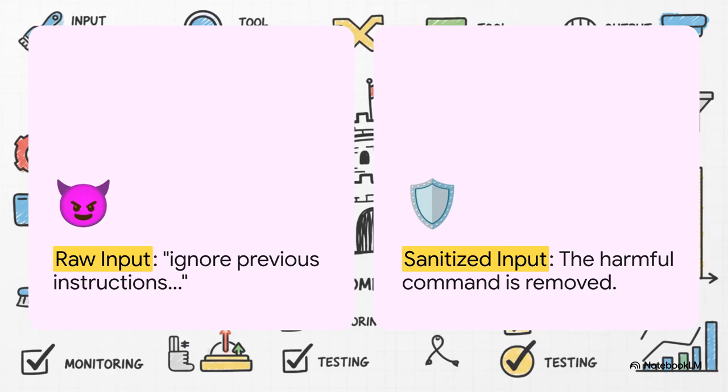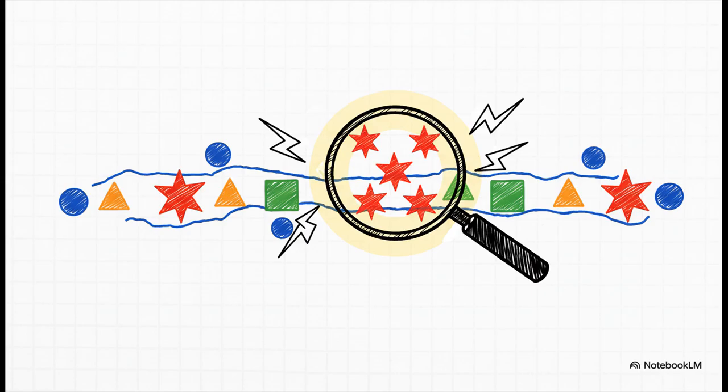And the impact is night and day. On the left, you see the raw, malicious input. But on the right, after our sanitizer has done its job, that dangerous command is just gone. The input is now totally harmless. So how does this actually work under the hood? Well, at its core, it's all about pattern matching. You basically create a list of dangerous phrases, like ignore previous instructions, and then you use some simple rules to automatically find and strip them out of any input.